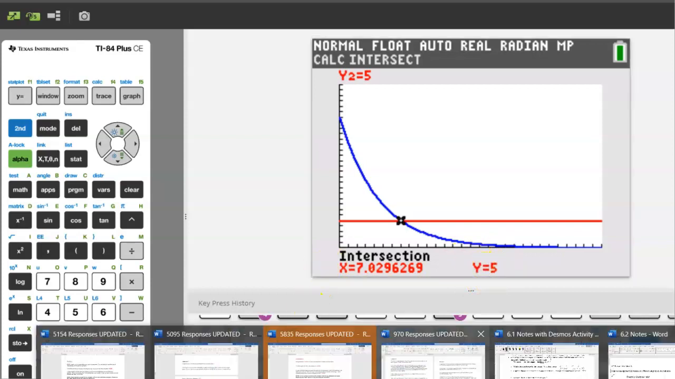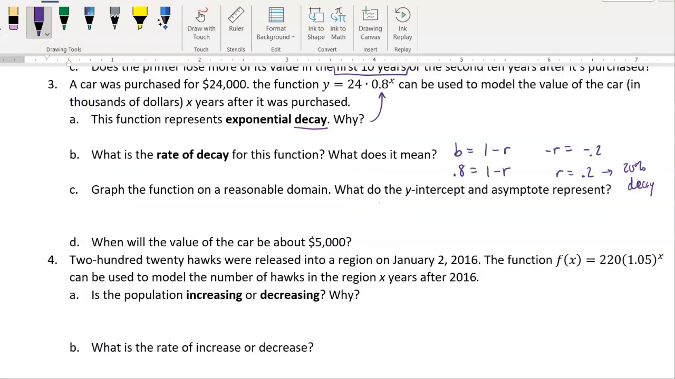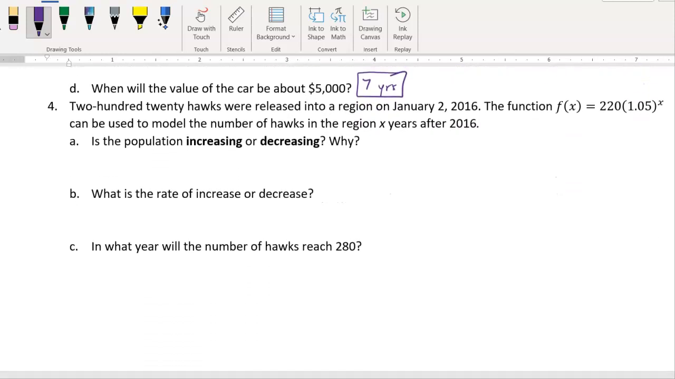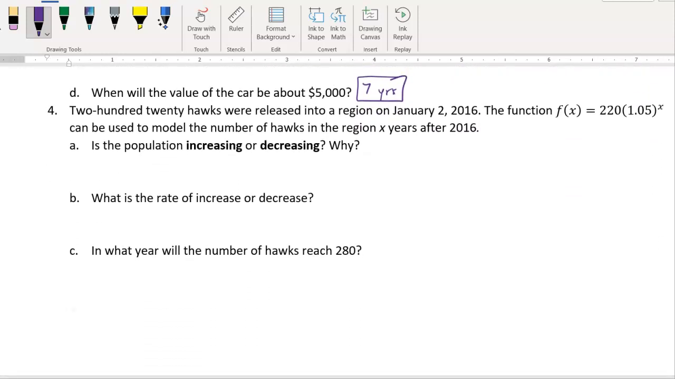Let's go back to our notes and write that in. So we would say here that it would take about 7 years. All right. I want you guys to try this next one on your own. It's very similar to the ones that we've done previously. So I want you guys to try all three parts here. You're going to have to graph when you get down here for this one.